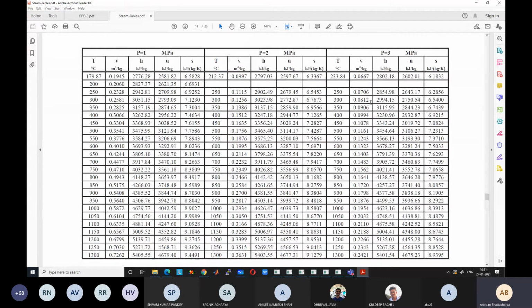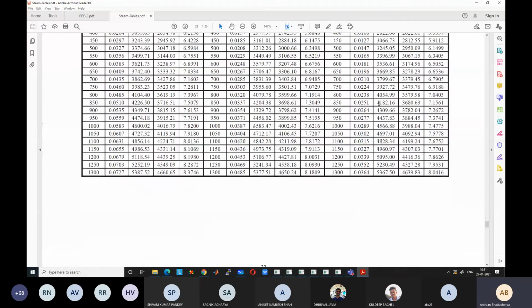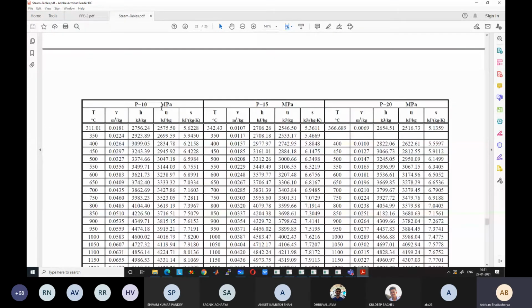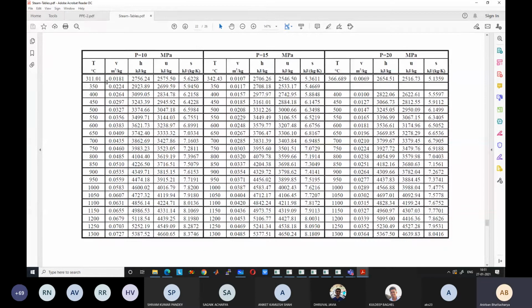We will take a look at another table. Say P is equal to 10 MPa. We found from the saturated condition that the saturation temperature at that pressure is 311 degrees centigrade. At that point, these were the specific volumes. But if you keep on increasing the temperature, again you go to higher and higher values, and you can find any value if you know the temperature and pressure.